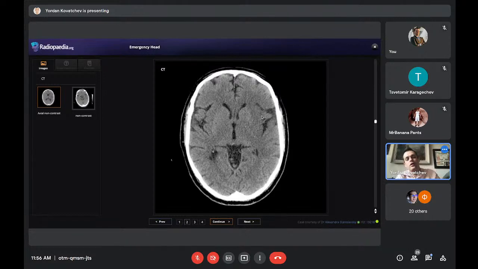And this is called loss of the insular ribbon sign. And it's a sign of acute or even hyperacute infarction. It means that we're in the first few hours of the infarction. And as I said, this region is affected because it's supplied by terminal branches of the MCA, the middle cerebral artery, and there are no collaterals.